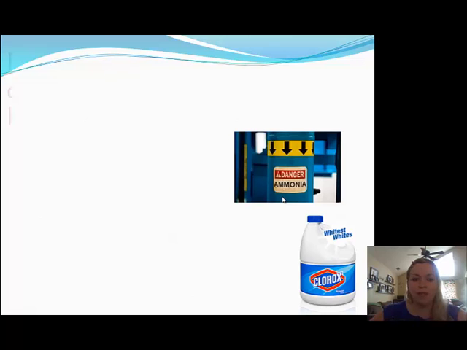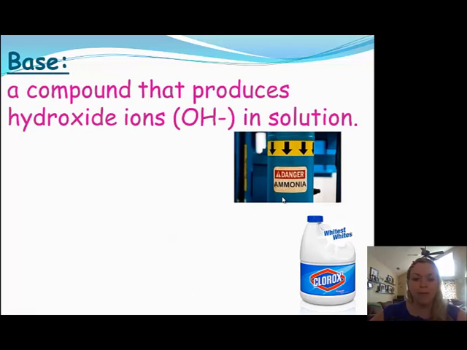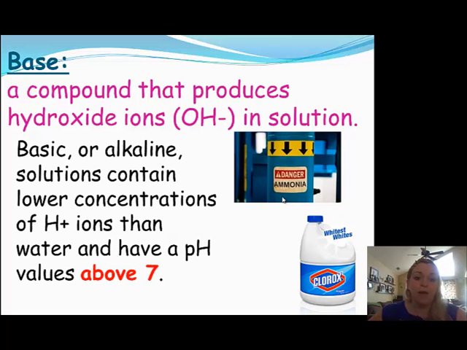Now, on the other end of the scale, we have bases. So bases are compounds that produce hydroxide ions in solution, and hydroxide symbol is OH negative. Now, basic, or you can call them alkaline solutions, contain a lower concentration of hydrogen ions and usually have a pH above 7, and those go all the way up to about 14 on our pH scale.